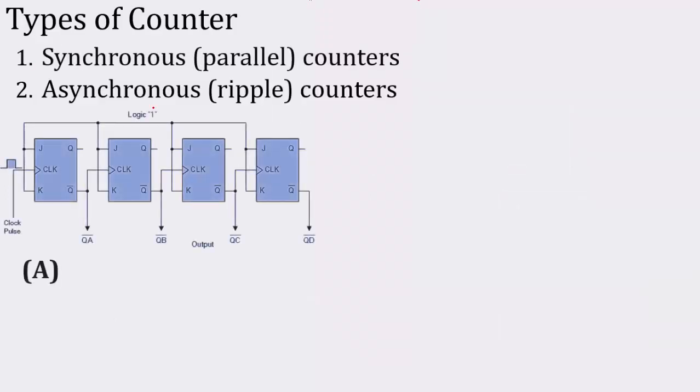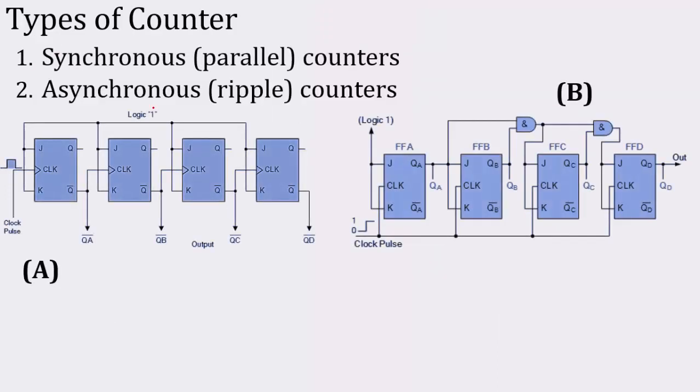So there are two types of counters we have. We call them the synchronous counter and the asynchronous counter. I asked you a question in the last lecture: which is the synchronous counter and which is the asynchronous counter? How will you identify the synchronous counter? Let us take the example of synchronous. Look at this clock pulse. It has been given common to each and every flip-flop. That means whenever there is a change in the clock pulse, the outputs of all the flip-flops will change at a time. That's why we call it a synchronous counter.